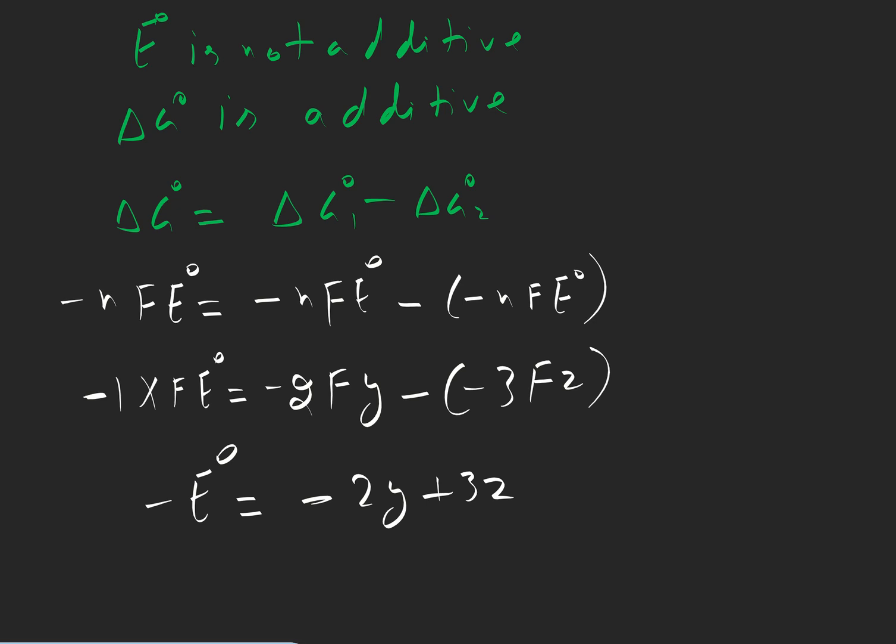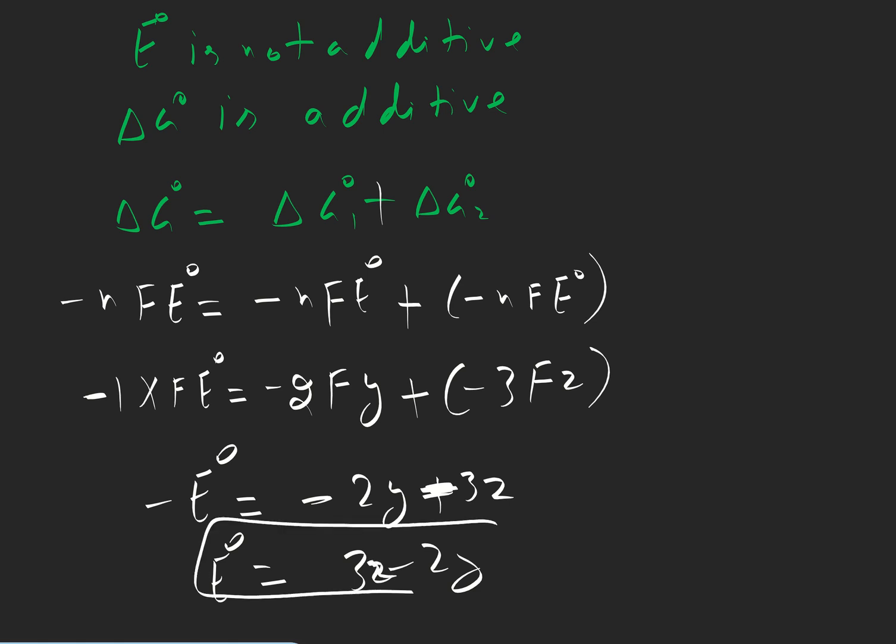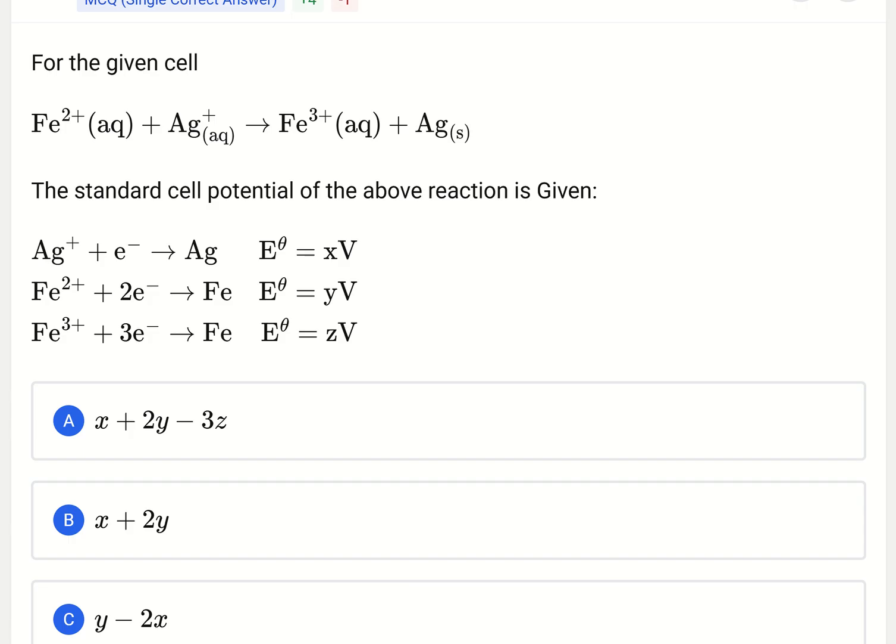E naught I can write as 3Z minus 2Y. No, it will be plus. Then this minus sign will get cancelled. This will be minus and this will be minus, and then it will get cancelled. So it will become 3Z is equal to 3Z minus 2Y E naught. So for silver and iron cell, E naught is equal to, what is the value for silver?